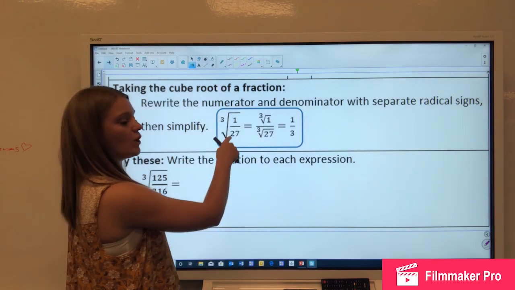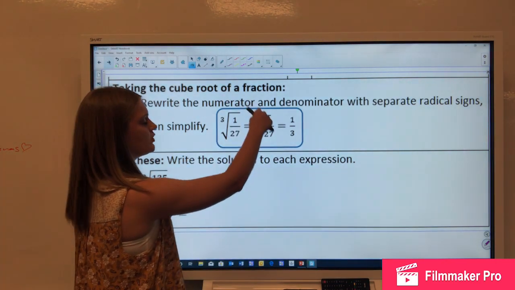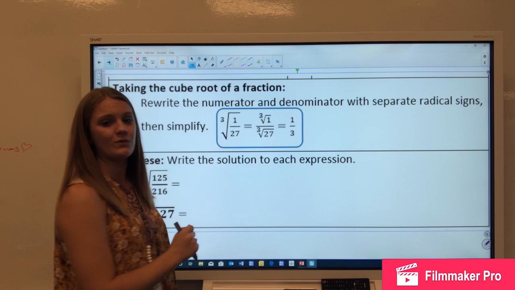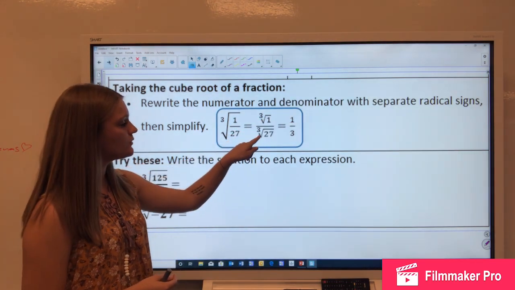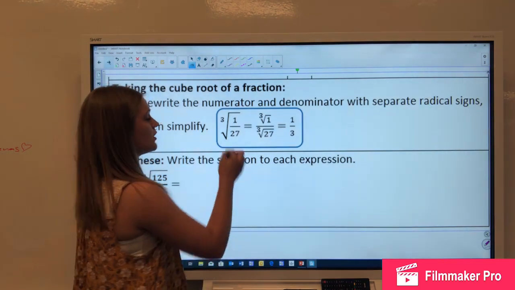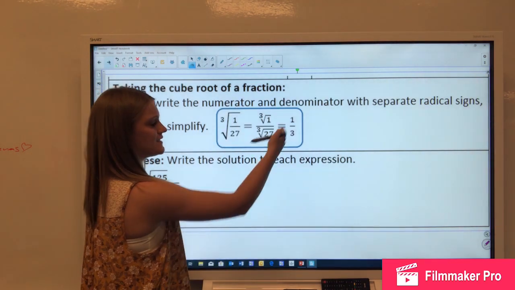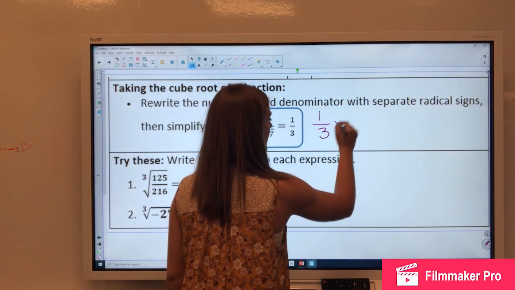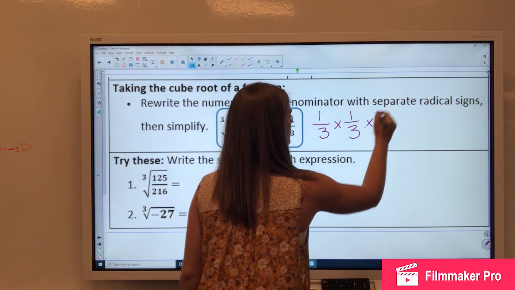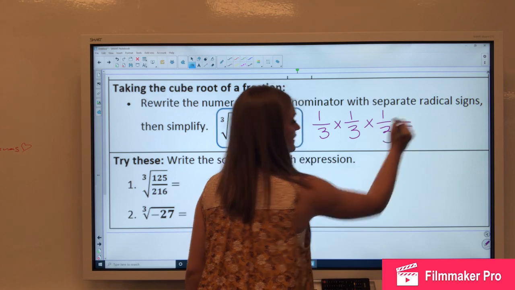So the cube root of 1 over 27 is the same thing as the cube root of 1 over the cube root of 27. And if you use your chart, the cube root of 1 is 1, and the cube root of 27 is 3. So the cube root of 1 over 27 is the same as 1/3. And right to the side of it, if you want to check, if you cube 1/3, you should get 1 over 27.